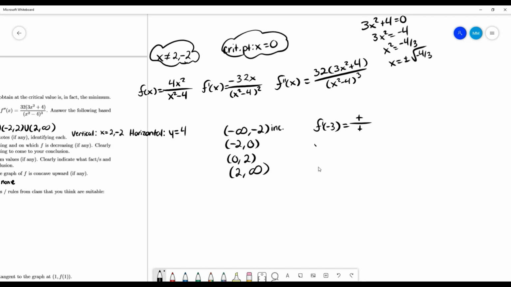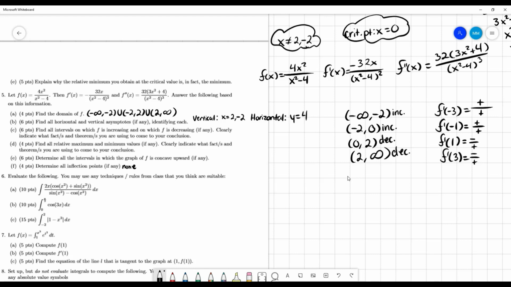If I plug in, let's say negative 1, it's going to be the same thing. Negative, negative is positive, positive in the bottom, still increasing. Now I'm going to plug in a positive 1, and that's going to be negative 32 times 1, which is still negative. So this is decreasing. If I plug in a positive 3, we're going to get that same thing. So decreasing there.